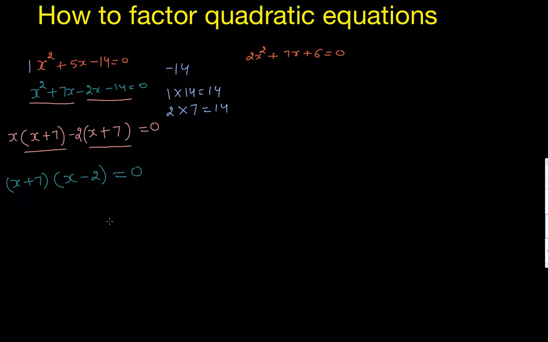If I want to find the solution, this is basically the product of two numbers equal to 0. That means either this number is equal to 0 or this number is equal to 0. So x plus 7 is equal to 0 or x minus 2 is equal to 0. Solving, this gives me x is equal to negative 7, and this gives me x is equal to 2. Those are the two possible solutions to our quadratic equation.